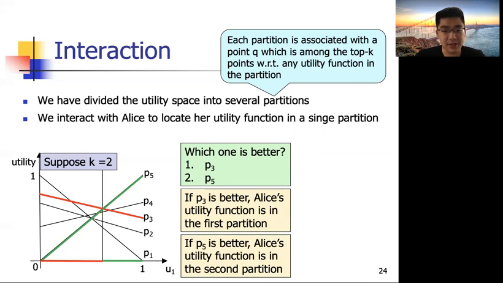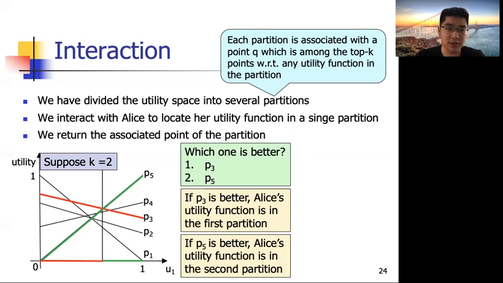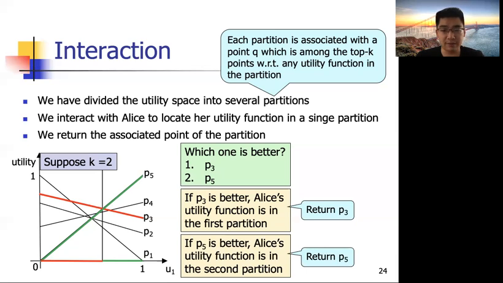If P5 is better, Alice's utility function must be in the second partition. Now we locate her utility function in a single partition. We just need to return the associated point of the partition. For example, suppose her utility function is in the first partition, we just need to return P3. If her utility function is in the second partition, we just need to return P5.